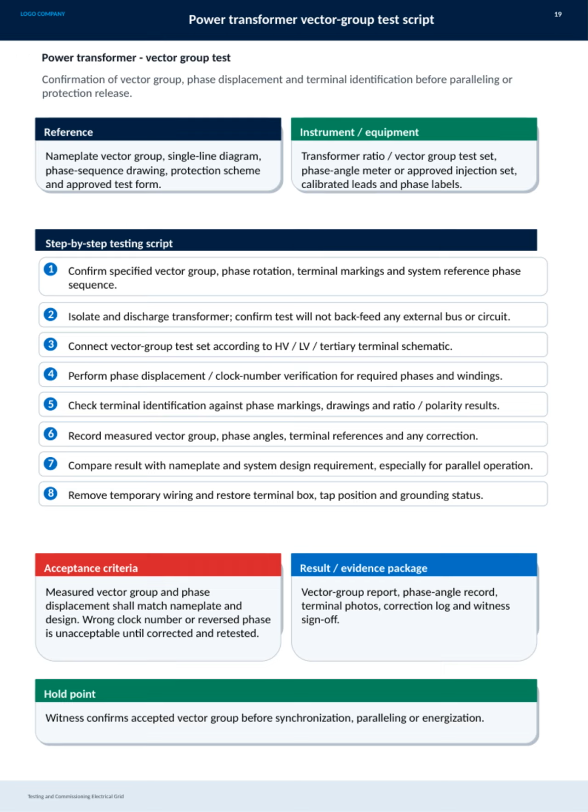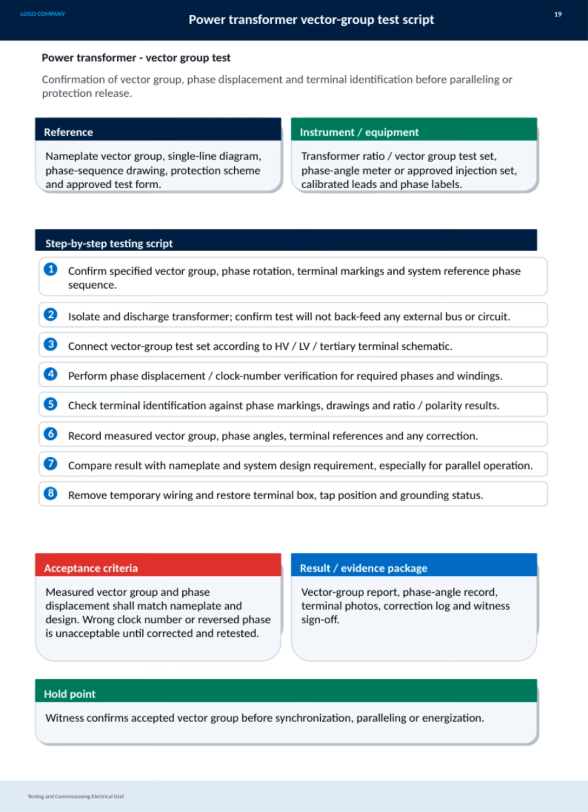The testing procedure involves 8 key steps. First, we confirm the specified vector group, phase rotation, terminal markings, and system reference phase sequence. Then, we isolate and discharge the transformer, ensuring the test won't backfeed external buses or circuits. Next, the test set is connected according to the terminal schematic. The fourth step involves verifying phase displacement and clock number for required phases and windings.